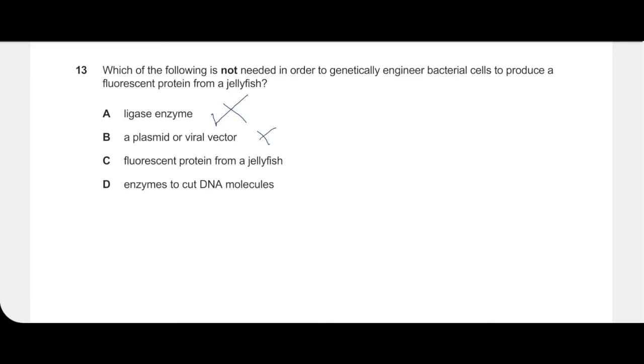C, fluorescent protein from a jellyfish, we do not need that. And the reason for that is because for genetic engineering, you don't need the protein itself, but much rather you need the DNA that encodes for the protein. So the answer is C for question 13, but I'll still go through D. D, enzymes that cut out DNA molecules. You do need that because that's how you get the gene from the jellyfish into the bacterial cell. So that is question number 13 completed.